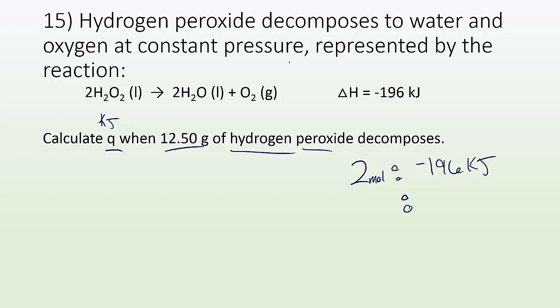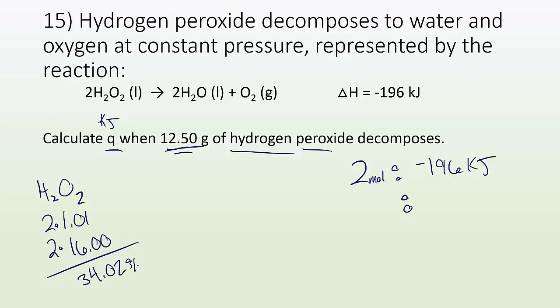Well, how many moles is 12.5 grams of hydrogen peroxide? So I have to look up, if I'm doing H2O2, its mass is going to be 2 times that of a hydrogen, which is 1.01, and 2 times the mass of the oxygen, which is 16.00. So I get a total mass of 34.02 grams per mole. So now if I want moles, I have to do grams divided by the GFM. So I get 12.50 grams divided by 34.02 grams per mole.